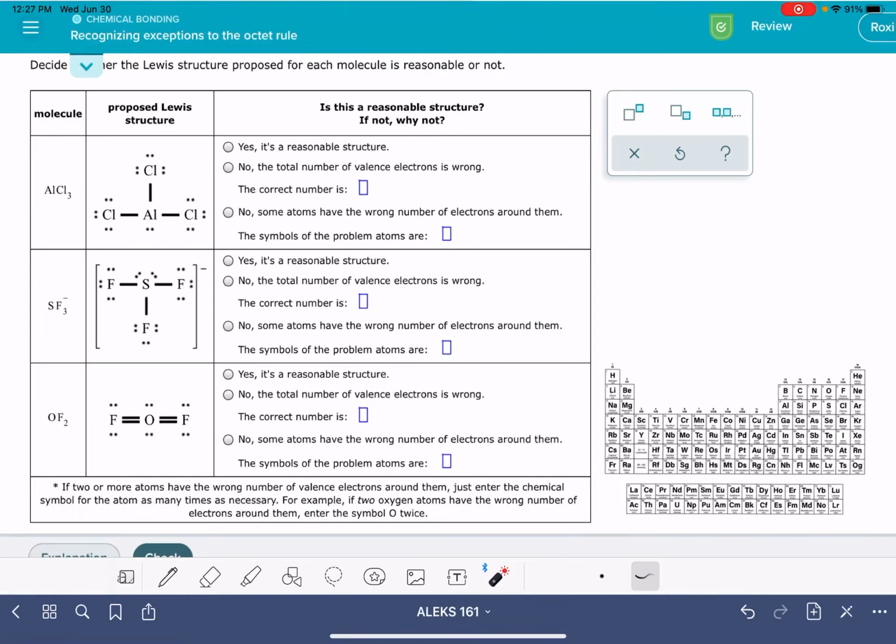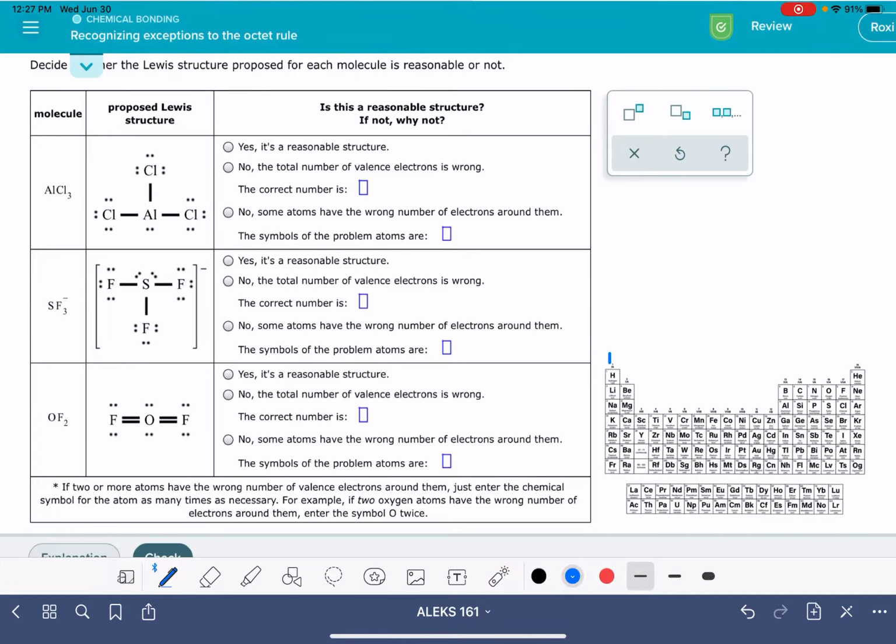In this video, I'll show you how to solve the ALEKS problem called Recognizing Exceptions to the Octet Rule. This problem is going to give us a Lewis structure, and we have to decide whether or not the Lewis structure is correct, and if it's not correct, we have to decide exactly what's wrong with it. For each one of these, I think the easiest thing to do is start by checking the number of valence electrons. So that's what I'm going to begin with.